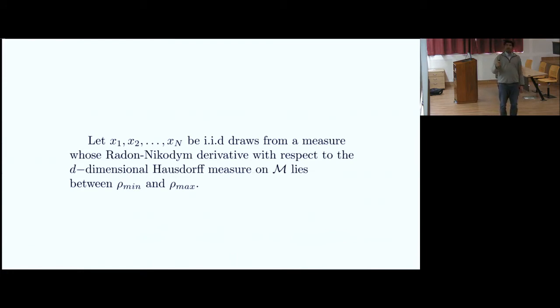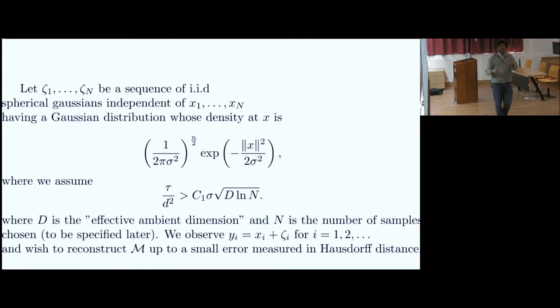Let x1 to xn be i.i.d. draws from a measure that has a density corresponding to this Hausdorff measure, and the density lies between rho min and rho max. And then you add Gaussian noise to each of these points from a density that is given like this. One thing I'd like to point out right away is that although the n only figures in the exponent here, if you pick a random Gaussian from such a distribution, the expected length of that deviation is going to be roughly square root of n times sigma. So it's going to be rather large in high dimensions.